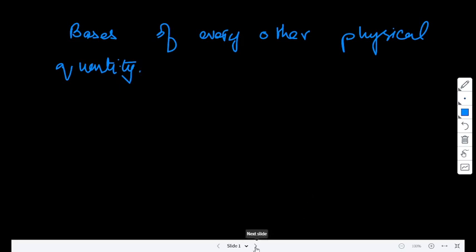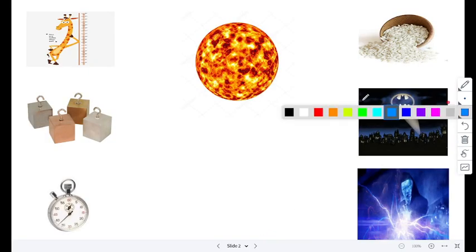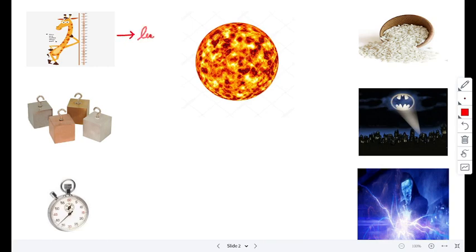Now there are 7 in number. These are length. It is one of the 7 basic physical quantities. Then we have mass. Then there is time. After that we have temperature, not just temperature but thermodynamic temperature.